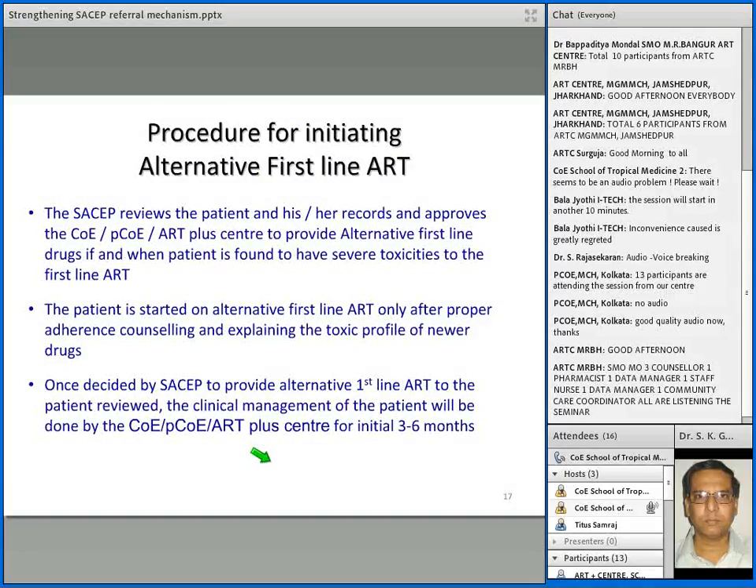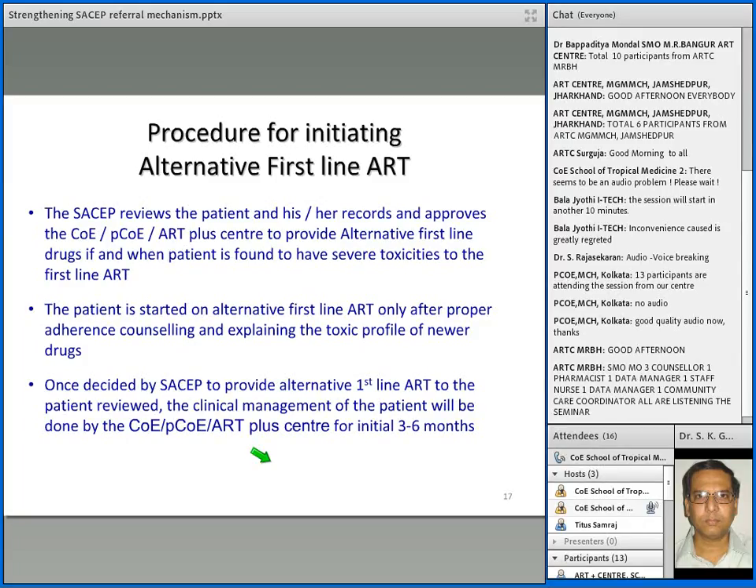Now coming to the procedure for initiating alternate first line therapy. The SACEP first reviews the patient and his or her records, examines the patient and looks into the treatment records and the investigation reports, and then approves the COE or the PCOE or the ART plus center to initiate alternate first line drugs. This is when the patient is found to have severe toxicities to the first line ART, like a grade 4 reaction or a grade 3 reaction, and the patient is started on alternate first line ART. These days mostly these are all PI based alternate first line therapy.